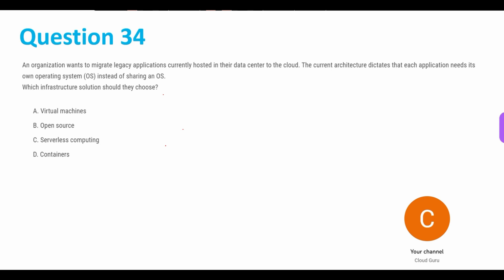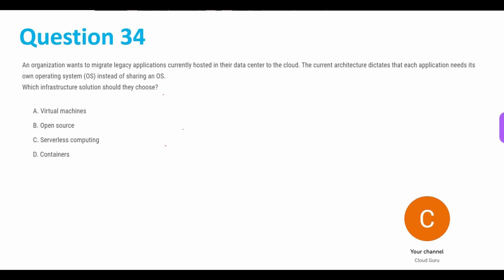This is question 34, or the first question of this part. Let's read the question. An organization wants to migrate legacy applications currently hosted in their data center to the cloud. The current architecture dictates that each application needs its own operating system, OS, instead of sharing an operating system. Which infrastructure solution should they choose?